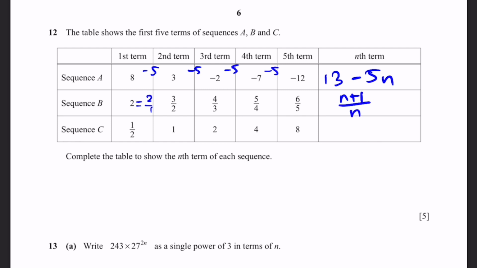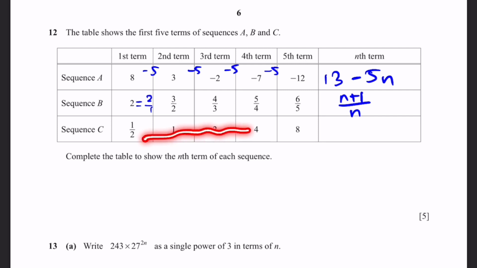For the second term also, n is equal to 2. 2 plus 1 will be equal to 3. And n is simply 2, so the denominator is 2. It's correct. You can check for the other 3 terms also. It's correct.